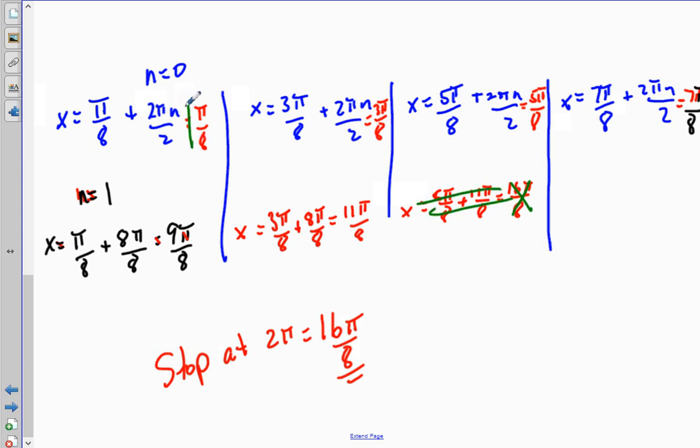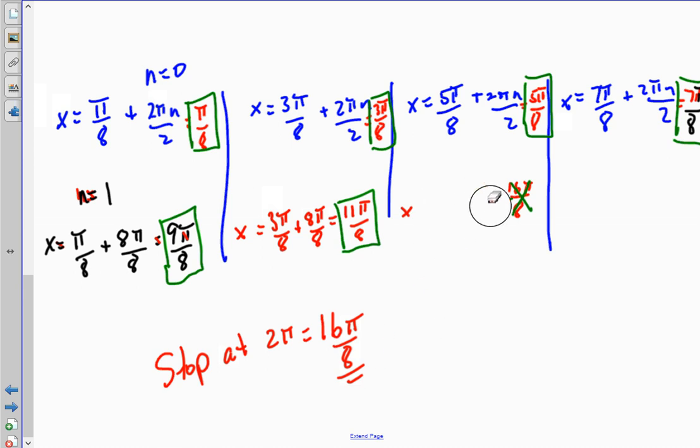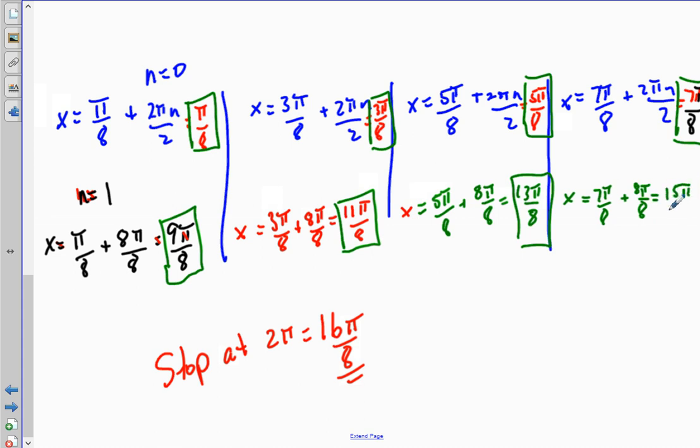So really, our solutions are pi over 8, 3 pi over 8, 5 pi over 8, 7 pi over 8, 9 pi over 8, 11 pi over 8, and in this case, oops, I screwed up. Once again, you gotta love it, in my horrible math, 5 pi over 8 plus 8 over 8 is going to equal 13 pi over 8. Now that one still works. So we have that one. And if we go one more, we actually should be 7 pi over 8 plus 8 pi over 8. Well, 8 plus 7 is 15 pi over 8. And guess what? That is our last answer.